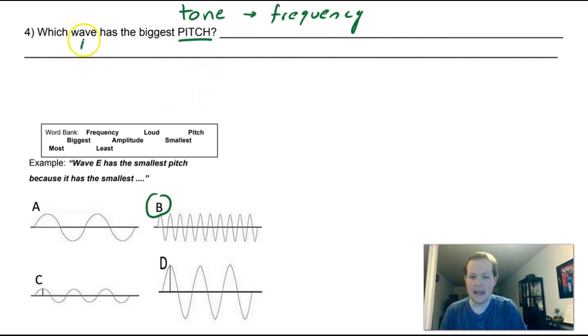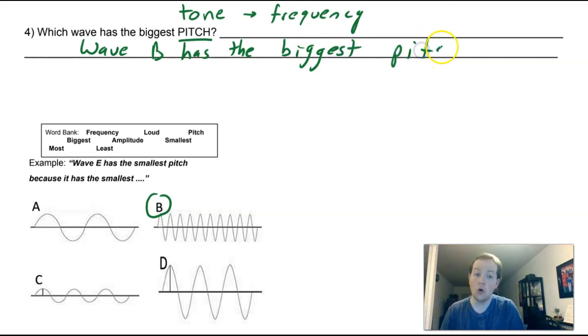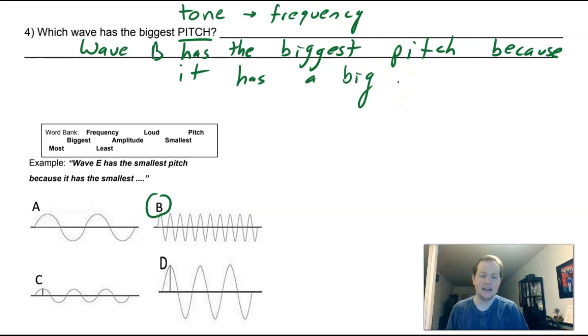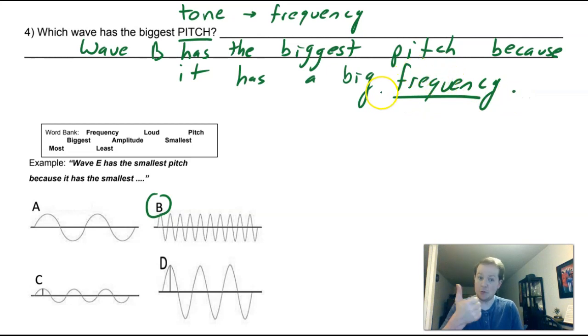So let's see. Wave B has the biggest pitch or tone because it has the biggest frequency. If you have an answer that says frequency, you probably have a good answer, and your choice is B. B is correct.